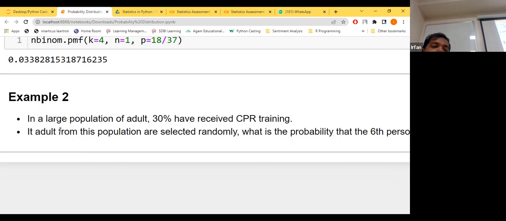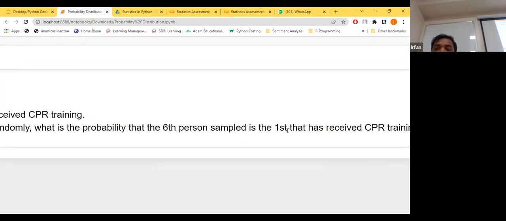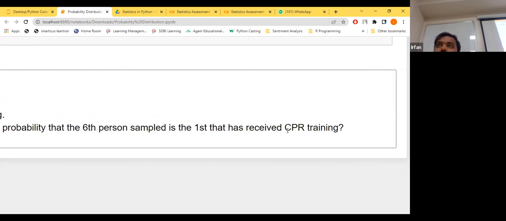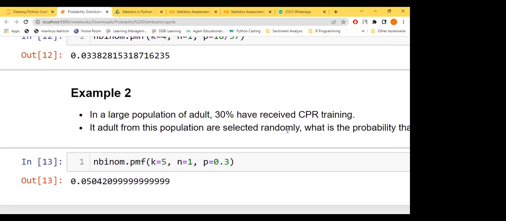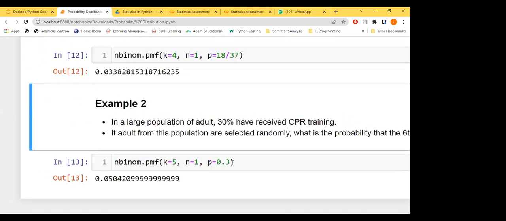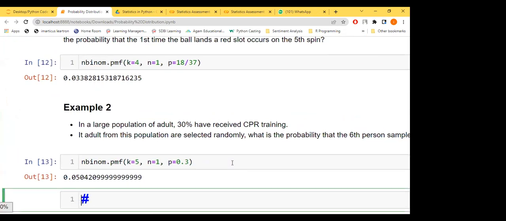Then if adults from a population are selected, means you're picking any one adult, what is the probability that the 6th, means 1, 2, 3, 4, 5, 5 people you already picked up, but when you pick up the 6th one, you get the first person who received the training. How many times do we fail, guys? 5 times. How many times do we get success? 1 time. Cross check the answer. So x is 6. 0.050.